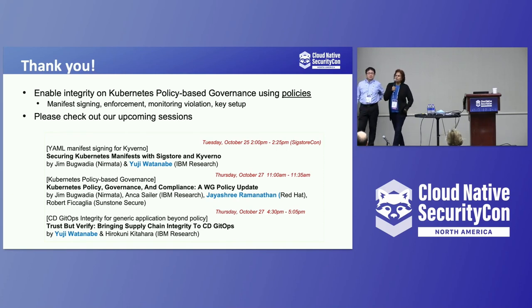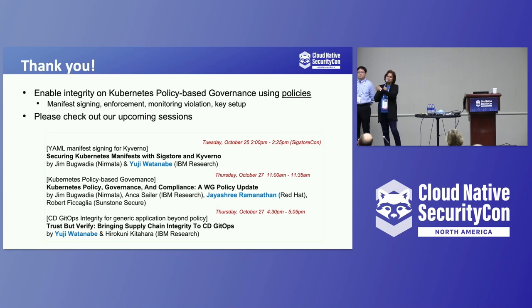Thank you. What we have in our roadmap: what Yuji talked about in detail was how to protect policies with integrity. But in the other talk, we expanded that work and are applying it to any Kubernetes resources, such as application artifacts. So this is a broader concept. Now we are also applying this to automation aspects. You have Ansible that is used for automation, and now we can also sign Ansible playbooks.